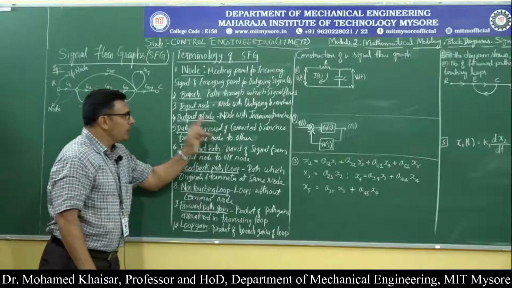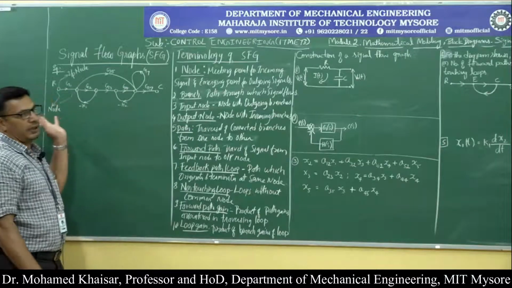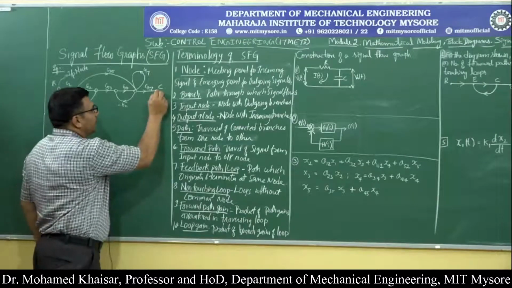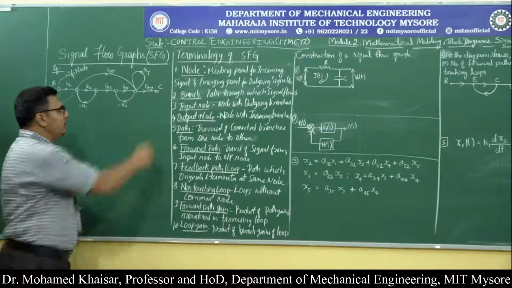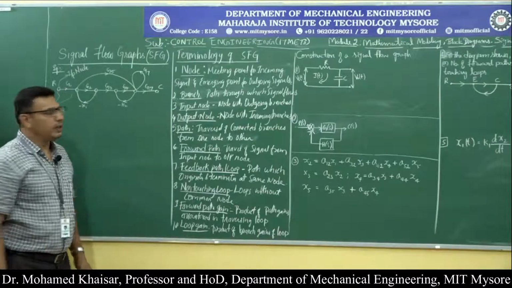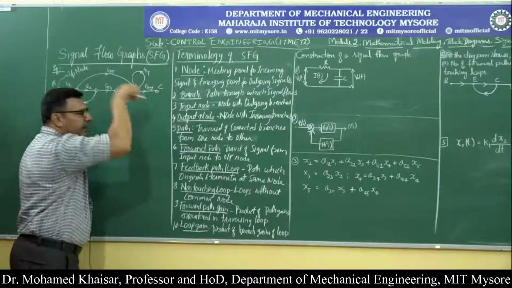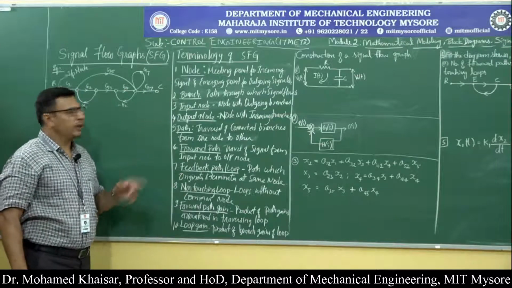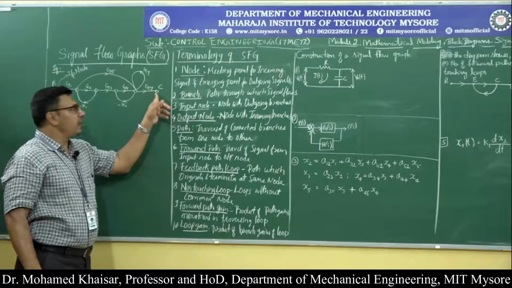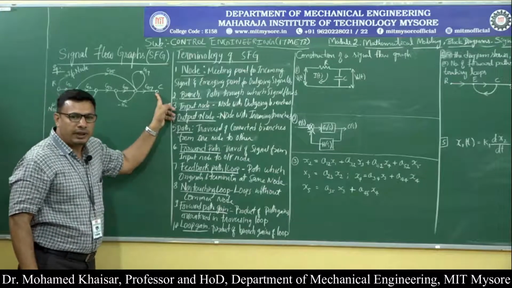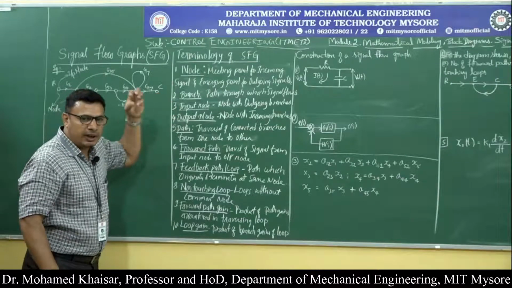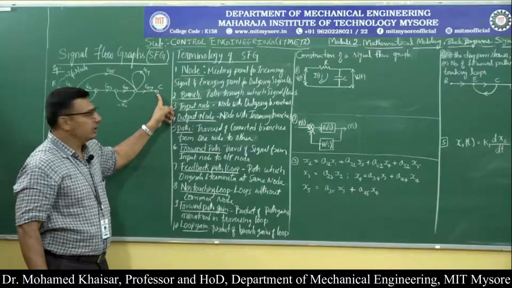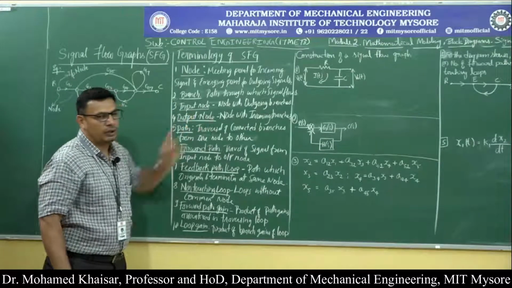Then the output node. The output node, as opposed to the input node, if you look at this particular node, you can see there are only incoming branches. There is no outgoing branch. Such a node where there are only incoming branches of signals coming and meeting at that particular node is called the output node.